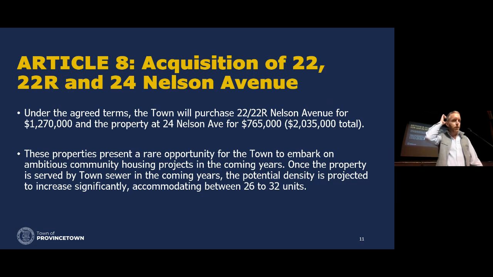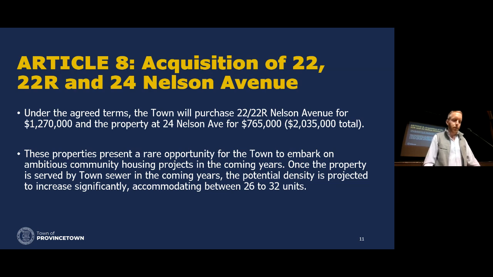Article 8, as I mentioned before, was the impetus to call a special town meeting a couple of months ago. So 22R is one parcel and 24 Nelson Ave is the other parcel. Under the agreed terms, the town will purchase 22R Nelson Ave for $1.27 million and the property at 24 Nelson Ave for $765,000, for a total of $2,035,000. There's more information on pages 18 and 19 of the booklet in front of you.